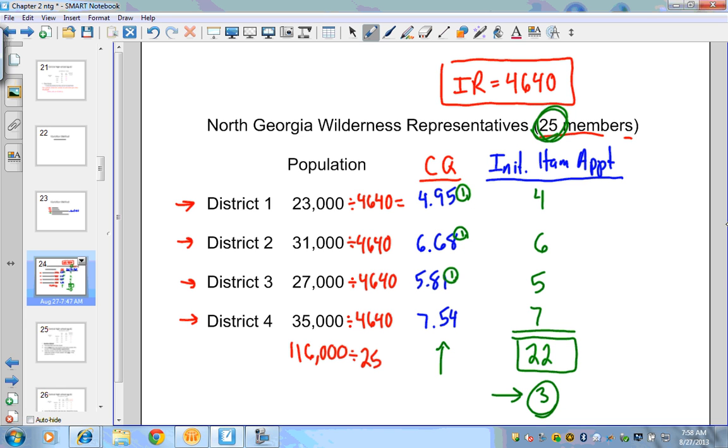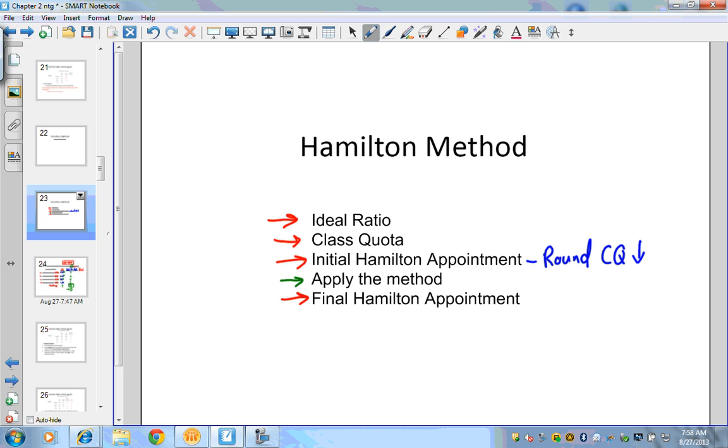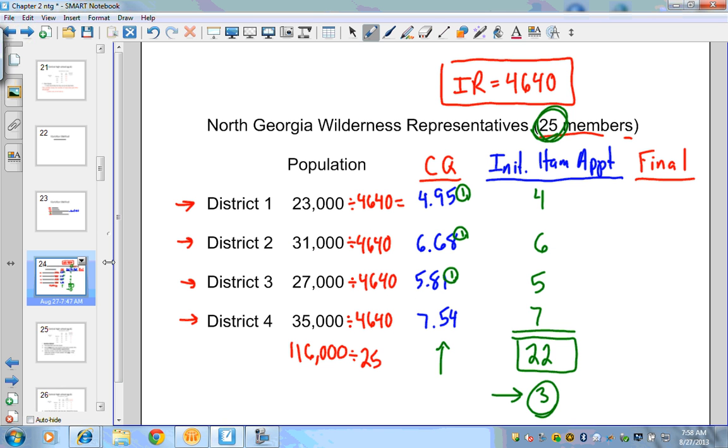So now for our final Hamilton appointment, which this is where we're at, the final Hamilton appointment. How will all these seats be divided up? District 1 will end up with 5. District 2 will end up with 7. District 3 will end up with 6. And then District 4 will stay at 7. So if we did this correctly, this would add up to 25, and I believe it does. So we're finished, and we are done.